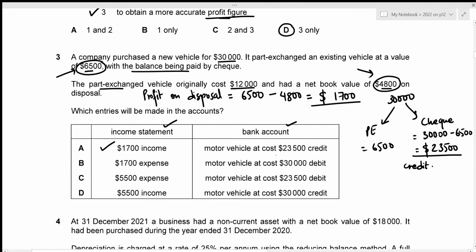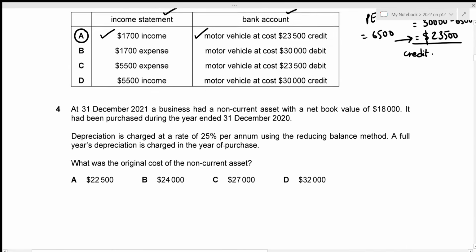Right? So in bank account, we're just looking at motor vehicle at cost with the value 23,500 on the credit side, which is again given in option A. This means that the correct answer for question number 3 is option A. This concludes question number 3. We can now move towards question number 4.